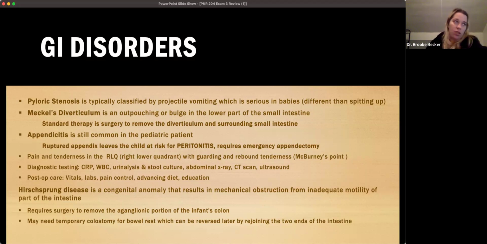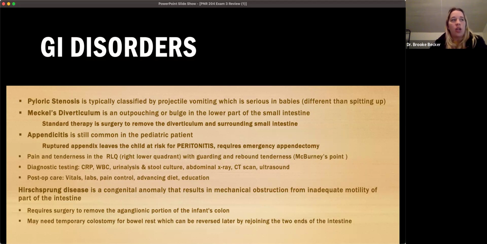Post-op care, of course, you're going to be doing anything like you do with post-ops, is managing their pain level, okay, and doing your labs and vitals.